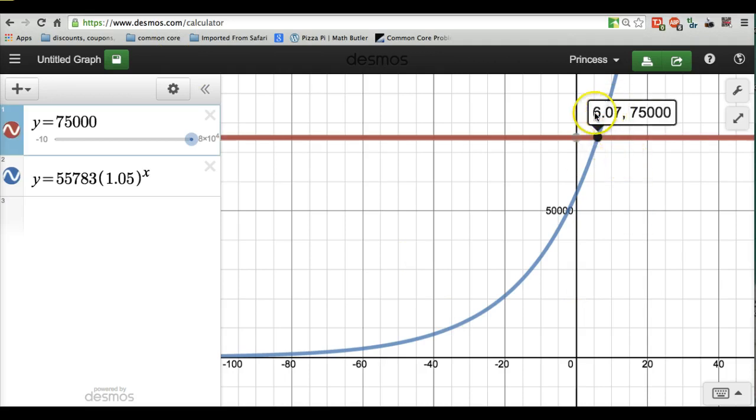Okay, and all I wanted to do was make sure that you don't confuse this one as your answer, because that's not your answer. This point is just the y-intercept for this red line. And our answer is supposed to be the point where the blue and the red lines meet. So 6.07 is the x value and 75,000 is the y value. What that means is when x is 6.07, y is 75,000. So in 6.07 years, the population is going to be 75,000. Let's go back.